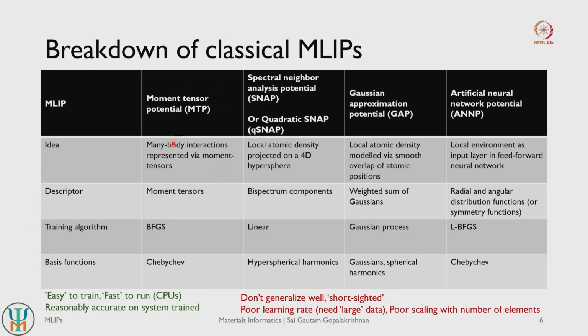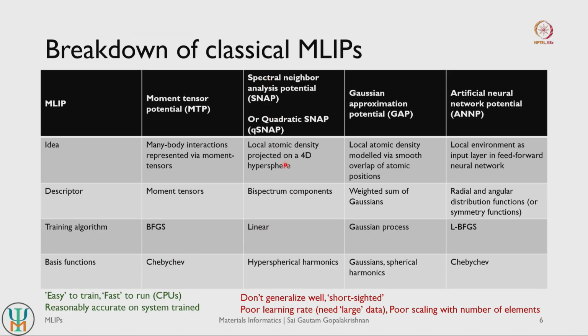In terms of moment tensor potentials, the key idea is that you capture many-body interactions, at least 3-body interactions, via moment tensors. We will see what moment tensors are shortly. The descriptors they use to capture the local environments are basically moment tensors. The training algorithm is BFGS, a very popular optimization algorithm used by a lot of researchers. The basis functions they use to expand their moment tensors are Chebyshev; the Chebyshev basis functions are used for expanding the radial component.